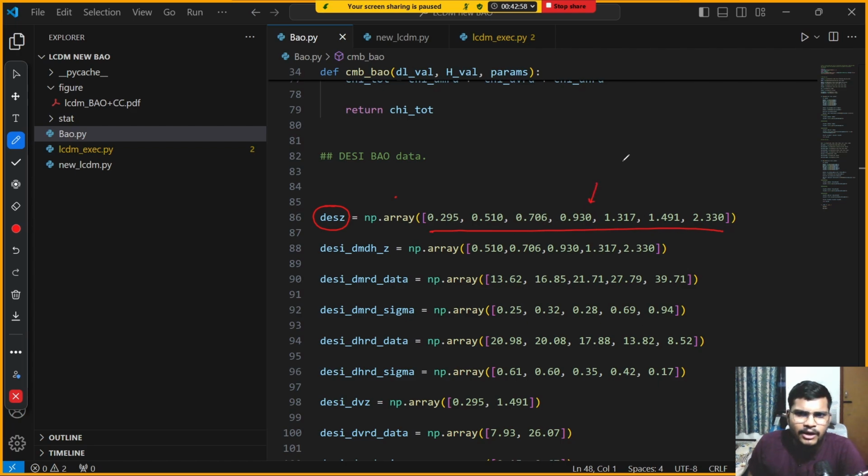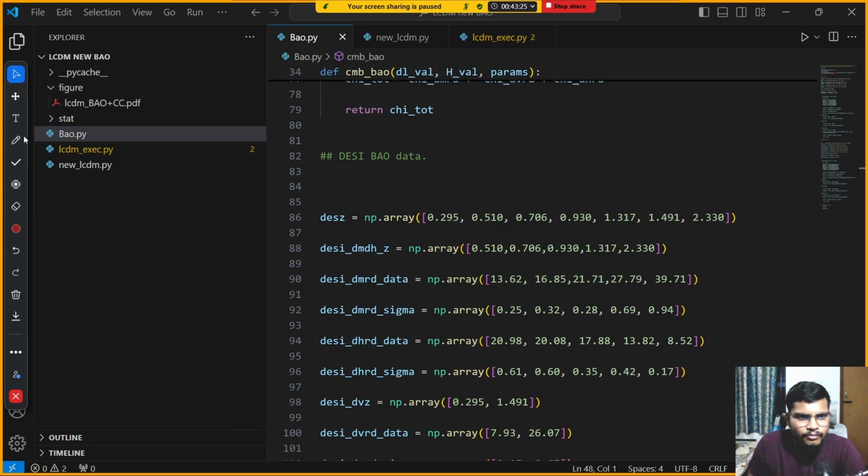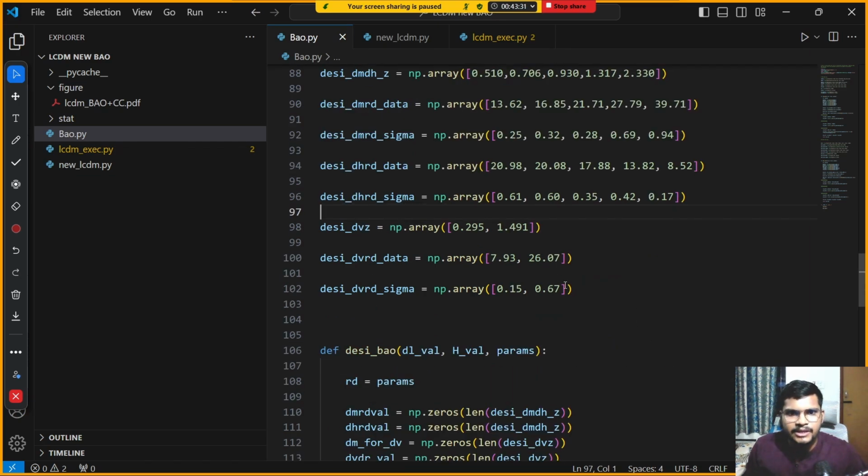Why is it required? It is required for calculating AIC and BIC values. DM over rd for a specific z: DM over rd data points, DM over rd sigma, DS over rd data. Because they are both sharing the same z, I don't try to repeat it, sigma, and therefore DV over rd, 2 data points. Here you are not going to find any asymmetric thing, so no asymmetry at all. Over here it is now finished, 2 data points. Now I am defining a function DESI BAO.